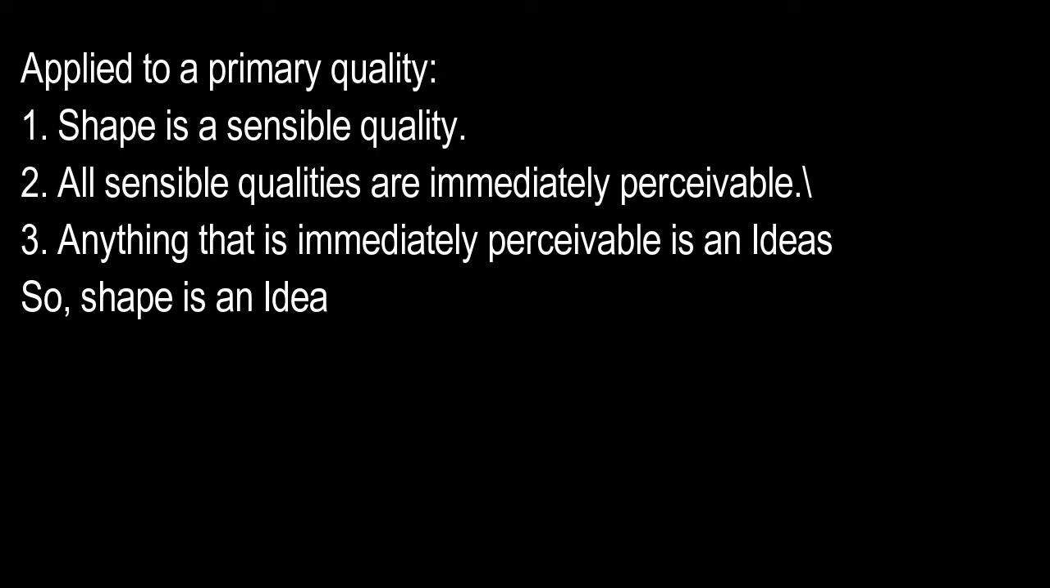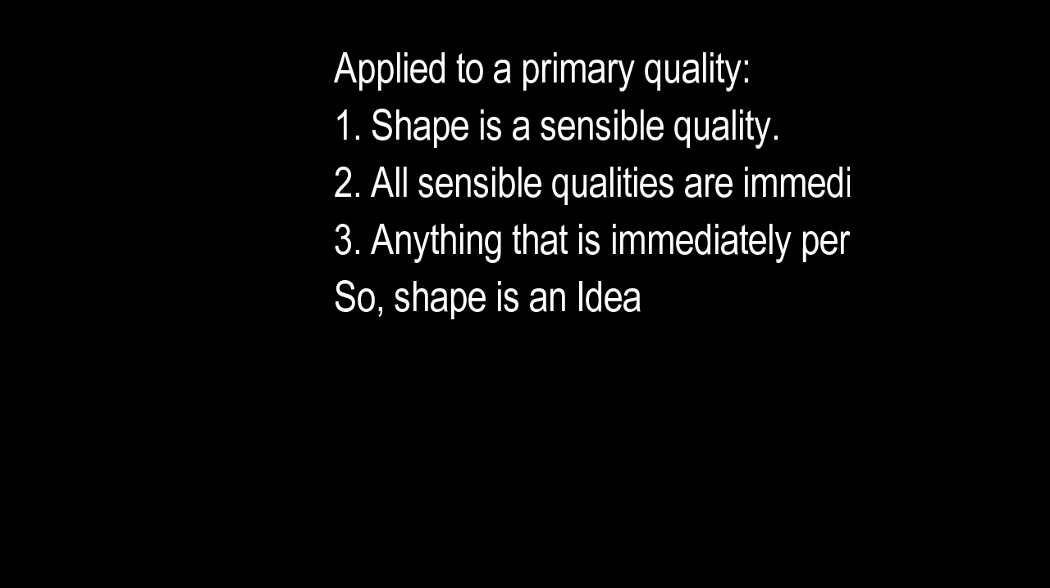Let's pull out that same second premise. All sensible qualities are immediately perceivable. Same third premise, anything that's immediately perceivable is an idea. Now we get the conclusion, shape's an idea. Now we can't do the same thing we tried to do with color, where we distinguish between two kinds of shape: shape sub Q, shape as it exists as a quality in the object, and shape sub S, shape the way we perceive it, because it's a primary quality and the way it appears to be is the way it's got to be. That's Locke's whole point.